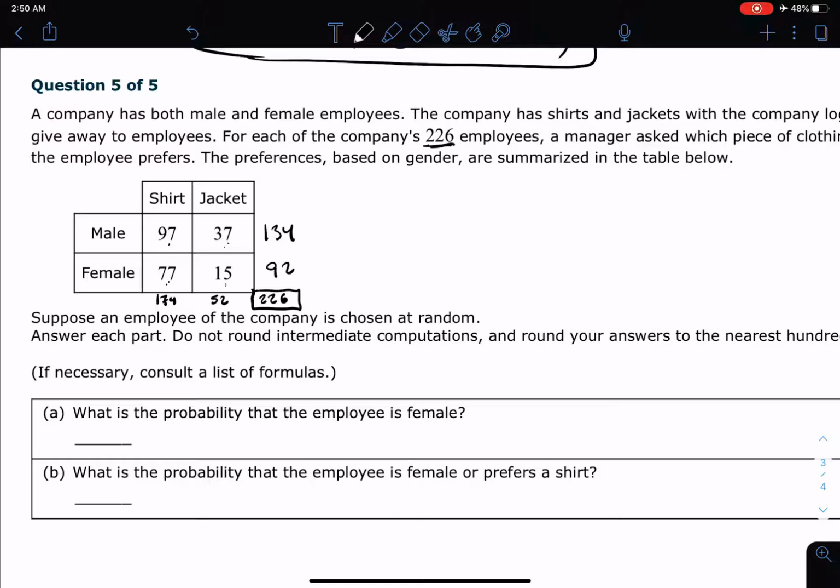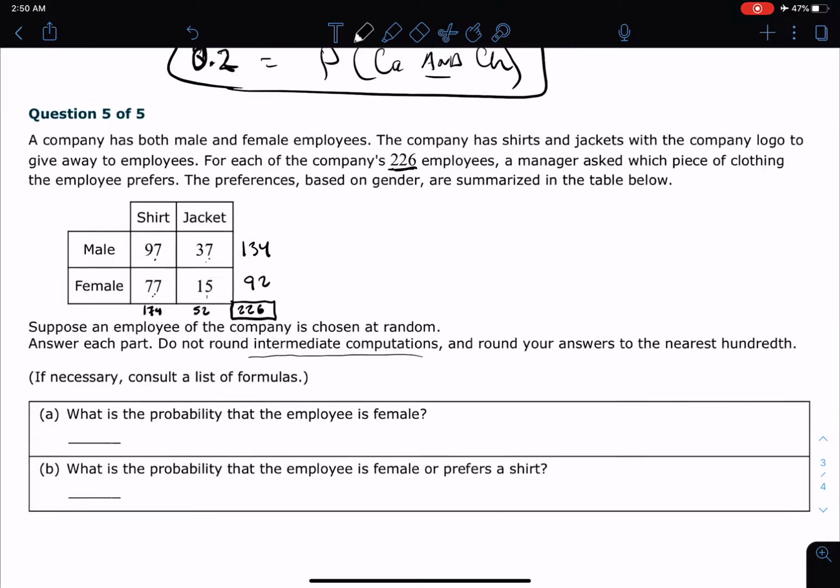Okay, so let's do it here. Suppose an employee of the company is chosen at random. Answer each part. Do not round intermediate computations. That basically means don't round in the middle of your work. Only round at the very end when they say round to the nearest hundredth.